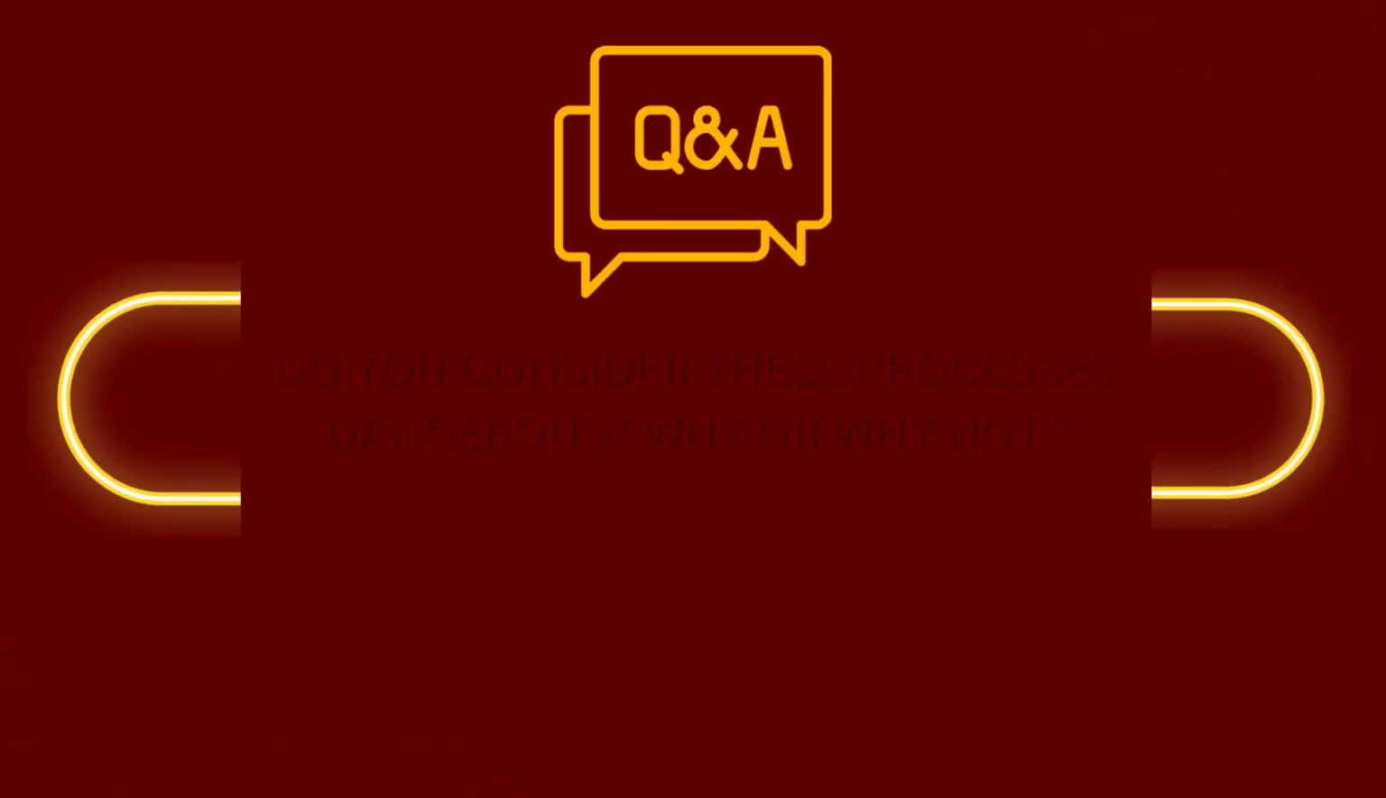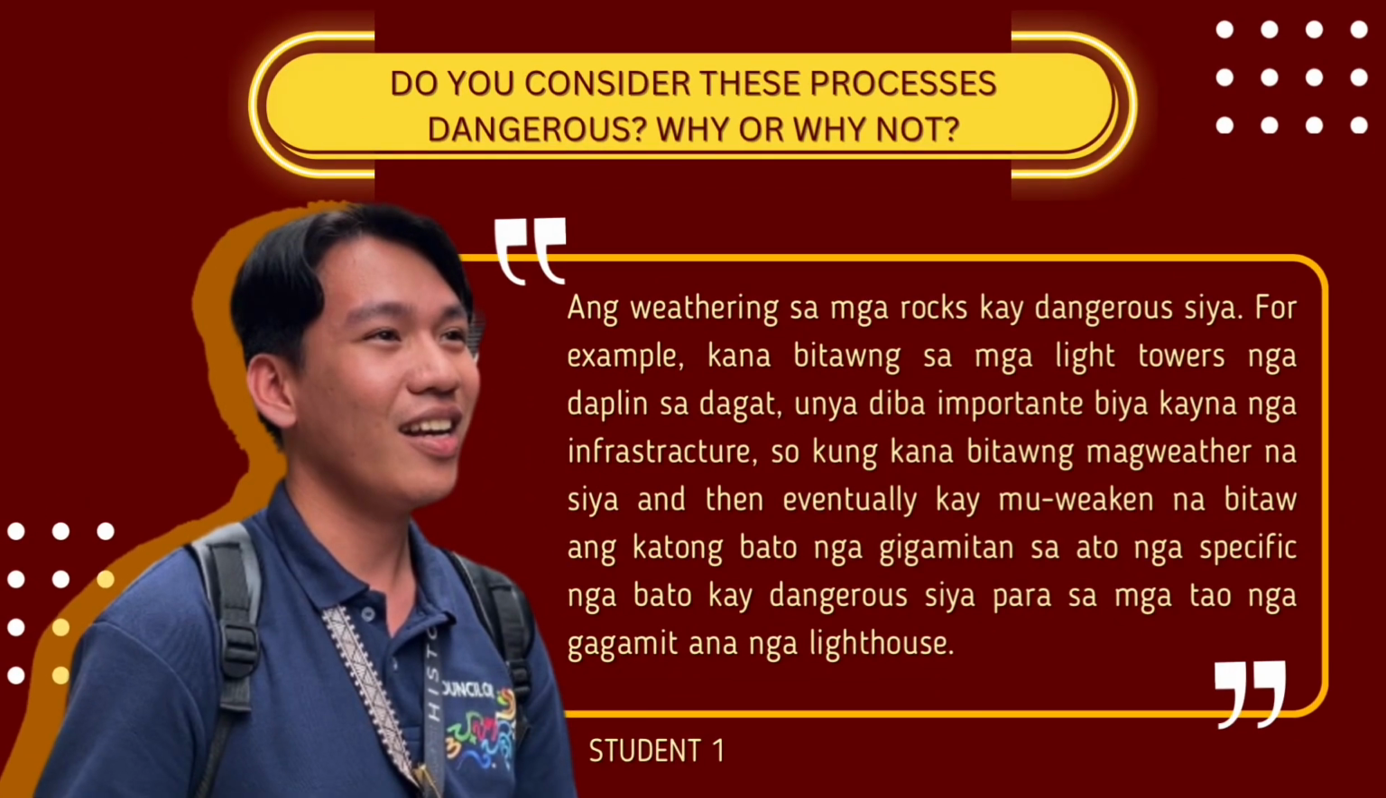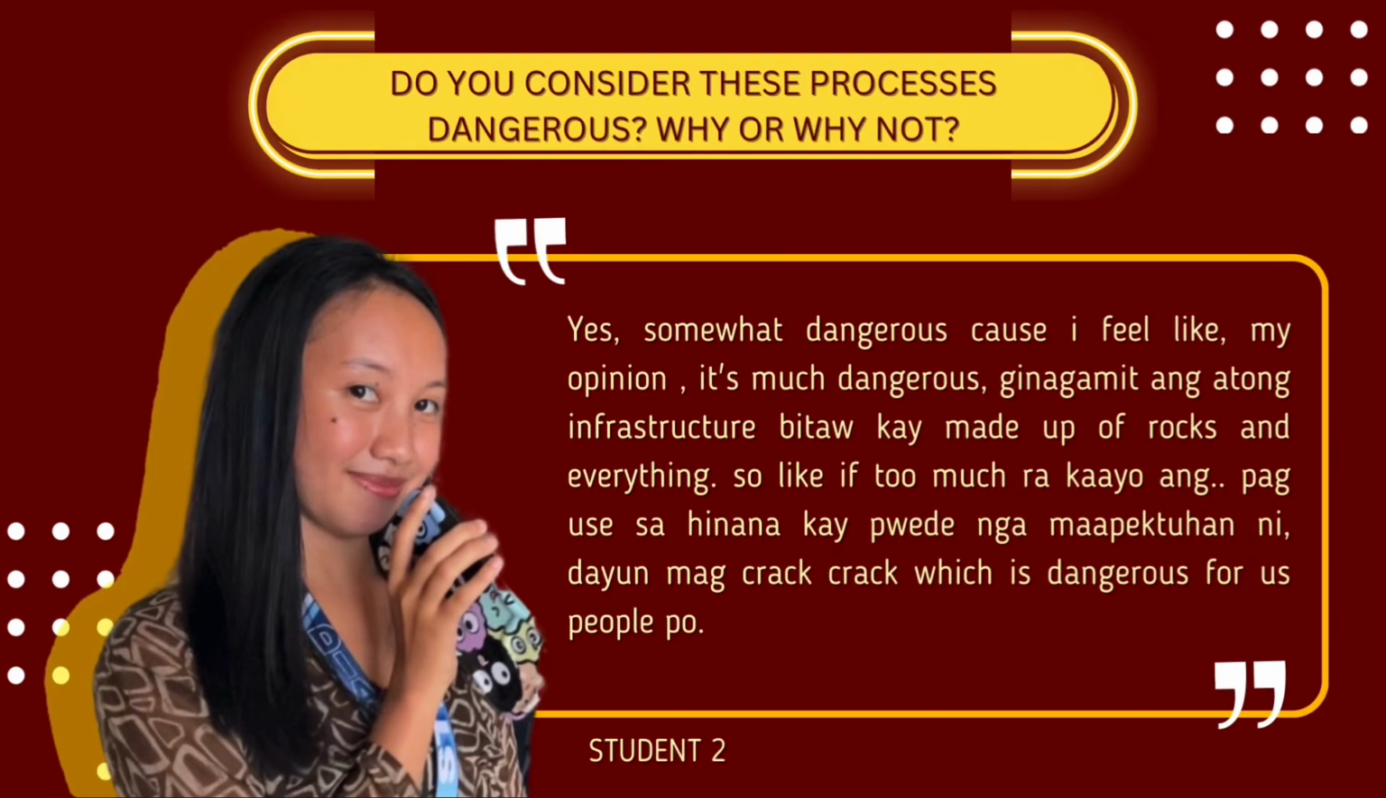Do you consider these processes dangerous? Why or why not? Student 1 said the weathering of rocks is dangerous, especially for infrastructures like light towers near the shore. If the rocks weaken due to weathering, it could pose a danger to people using the lighthouse. Student 2 believes that weathering and erosion are dangerous, especially for infrastructures made of rocks. Overuse or excessive exposure could lead to cracks, posing risks to people.